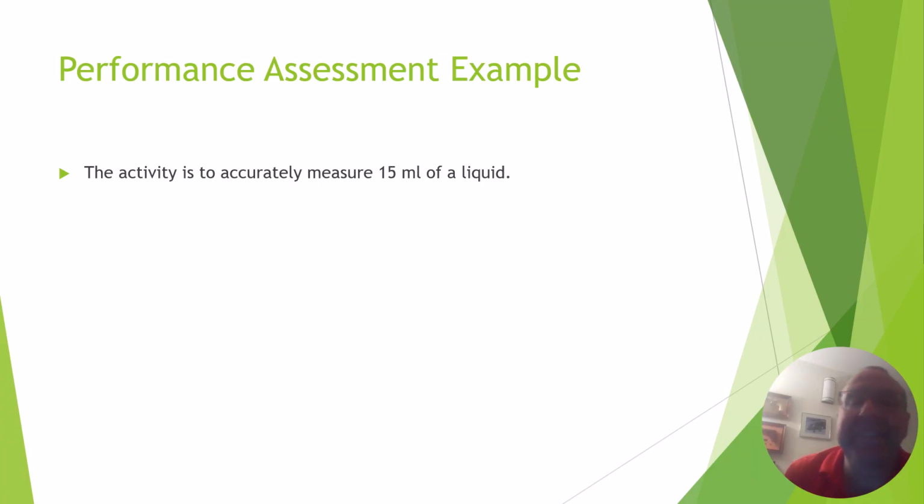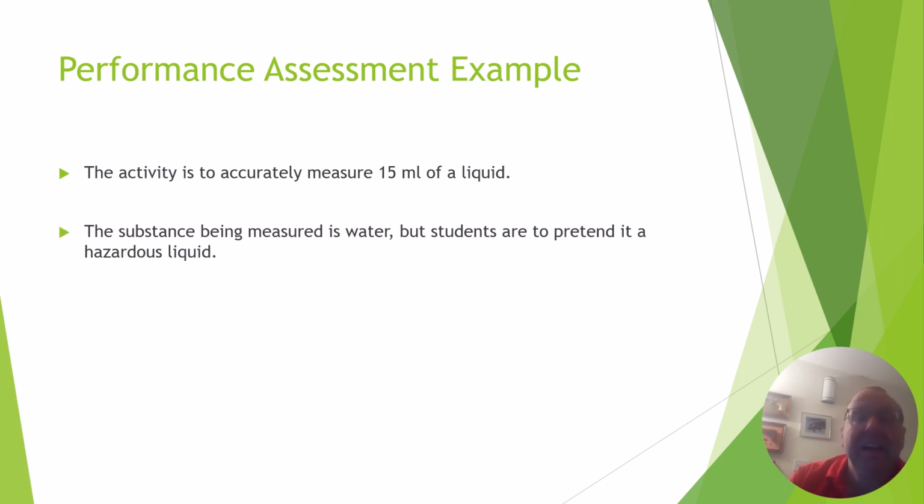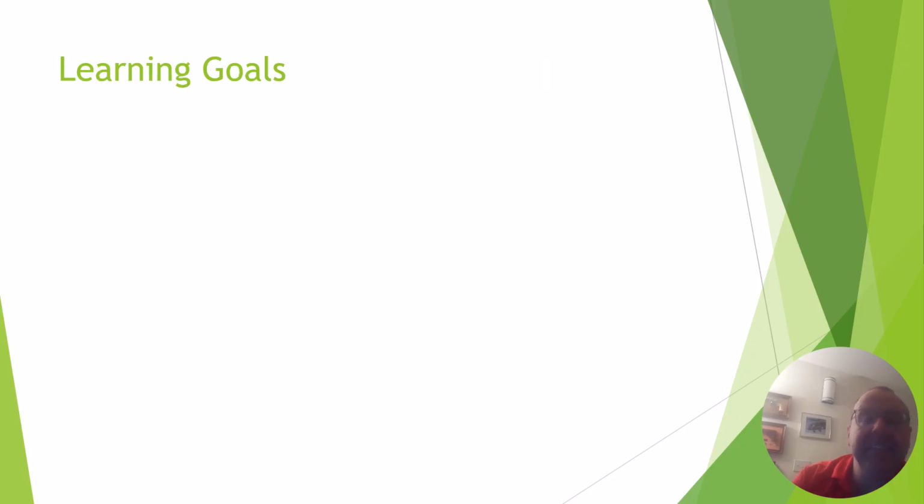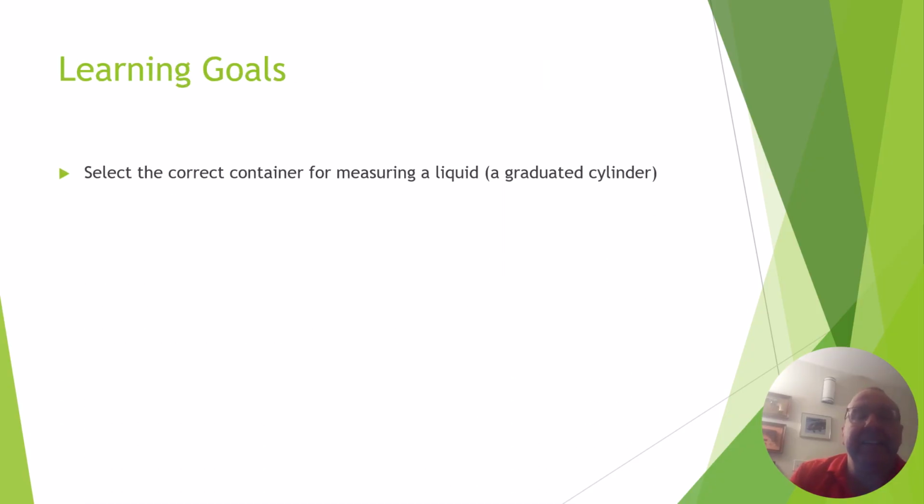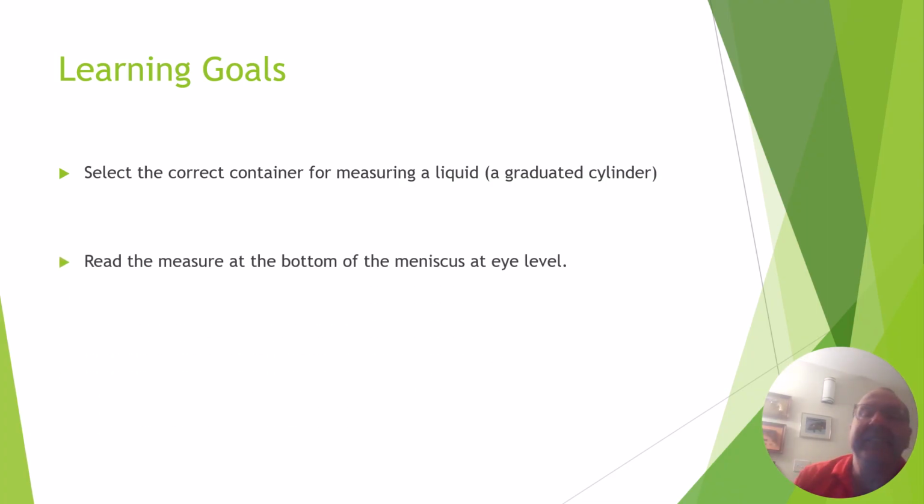Alright, let's say we have this performance example in biology. The student accurately measures 15 mLs of liquid. The substance being measured is water for this example, but the students treat it as a hazardous substance, because in future classes they will have more hazardous substances. The learning goal is to select the correct container. You need to select the graduated cylinder as opposed to a beaker, select the right size of graduated cylinder, and measure correctly, at eye level on the counter.